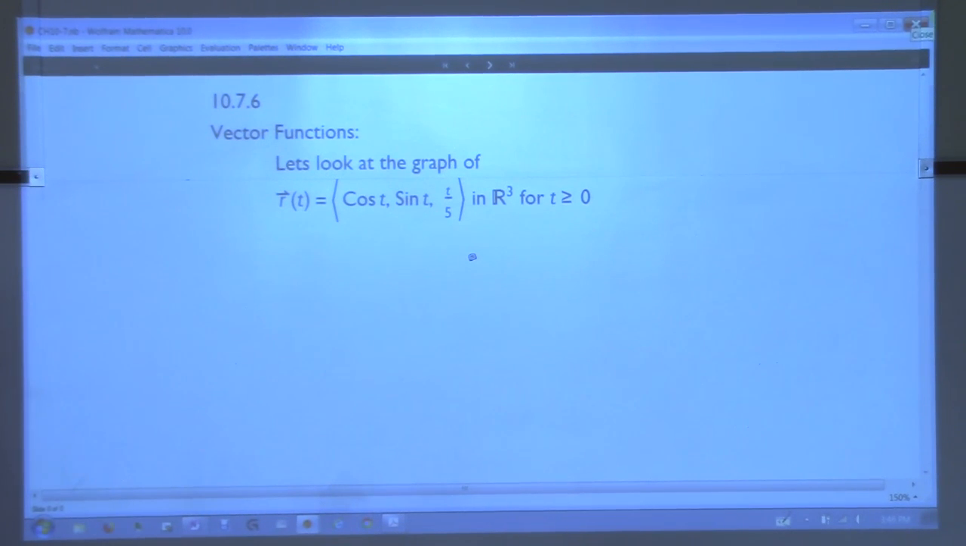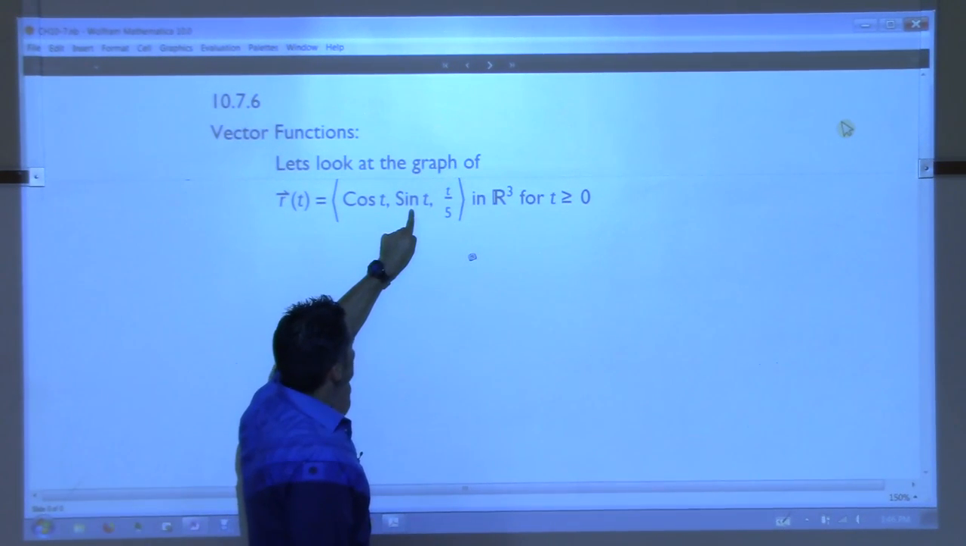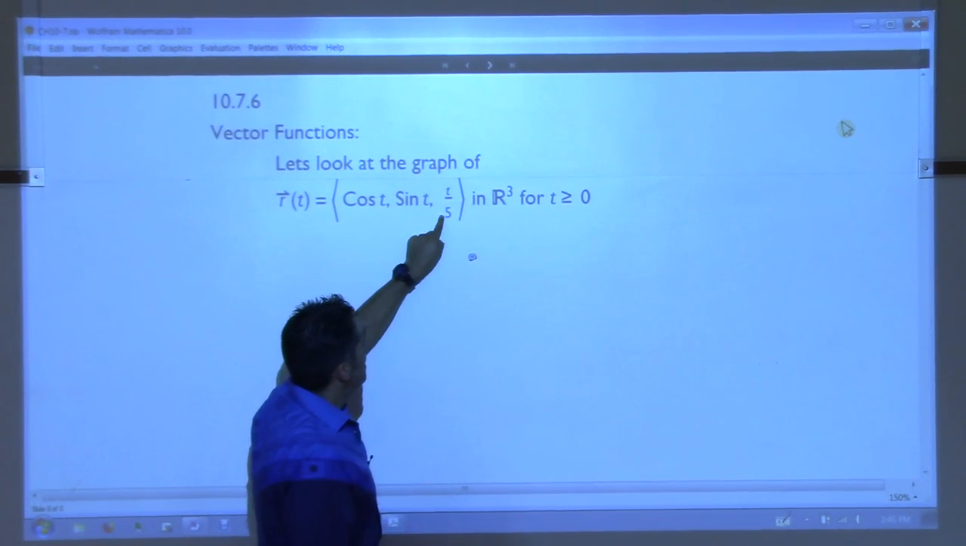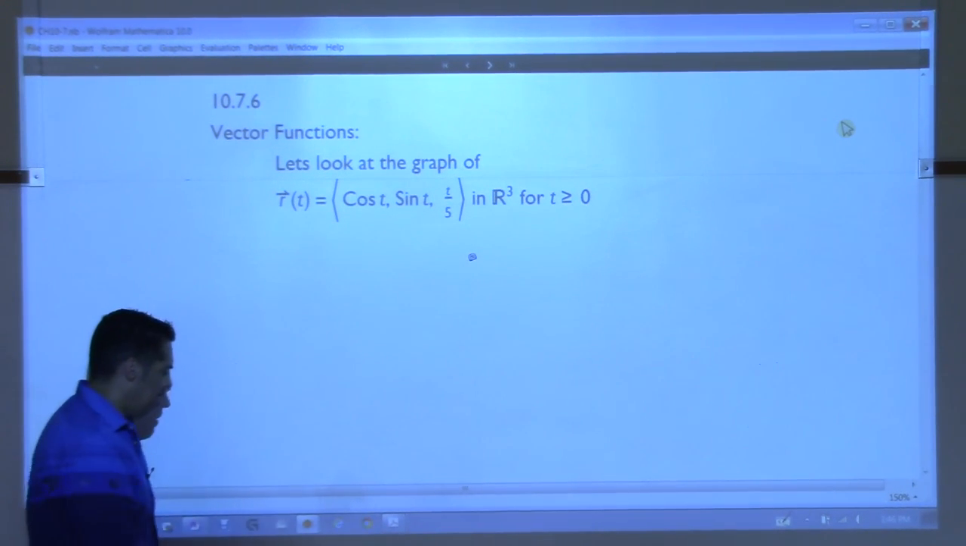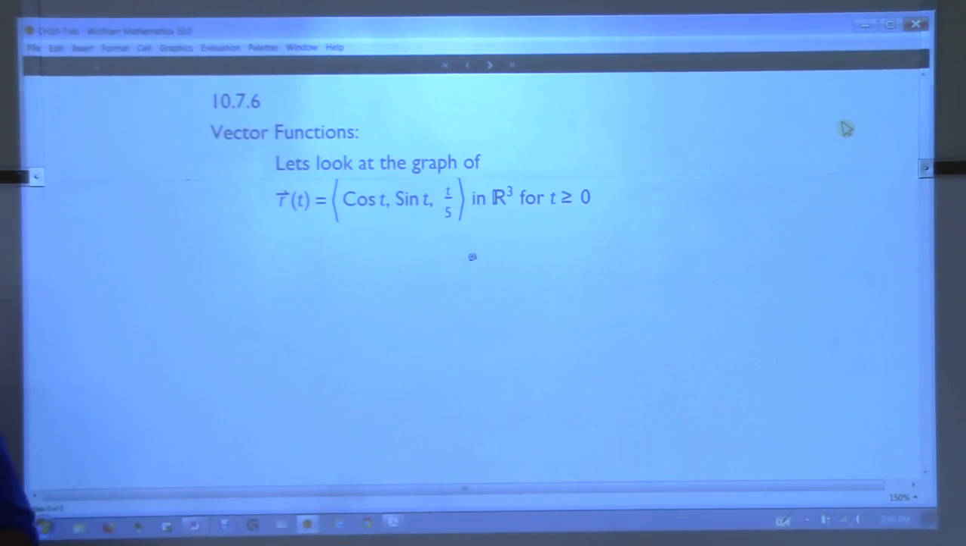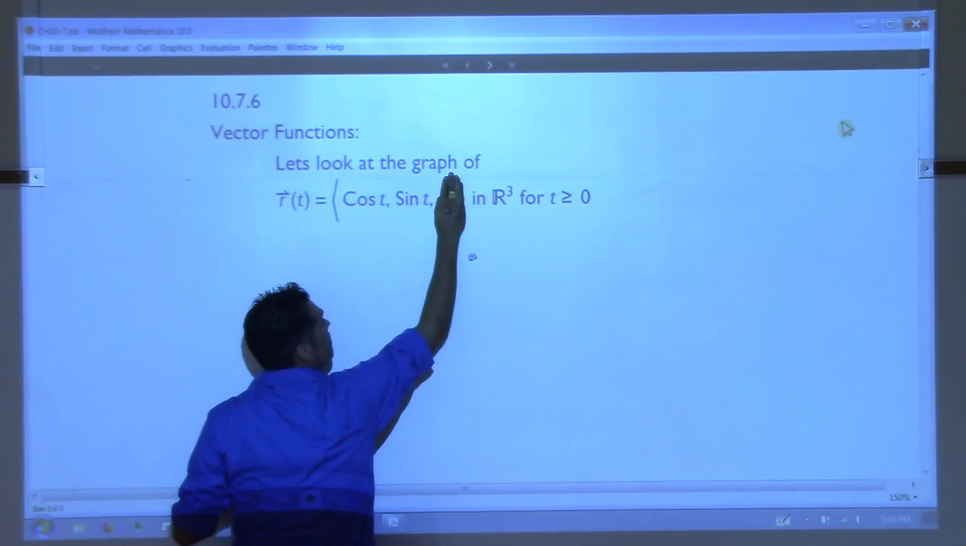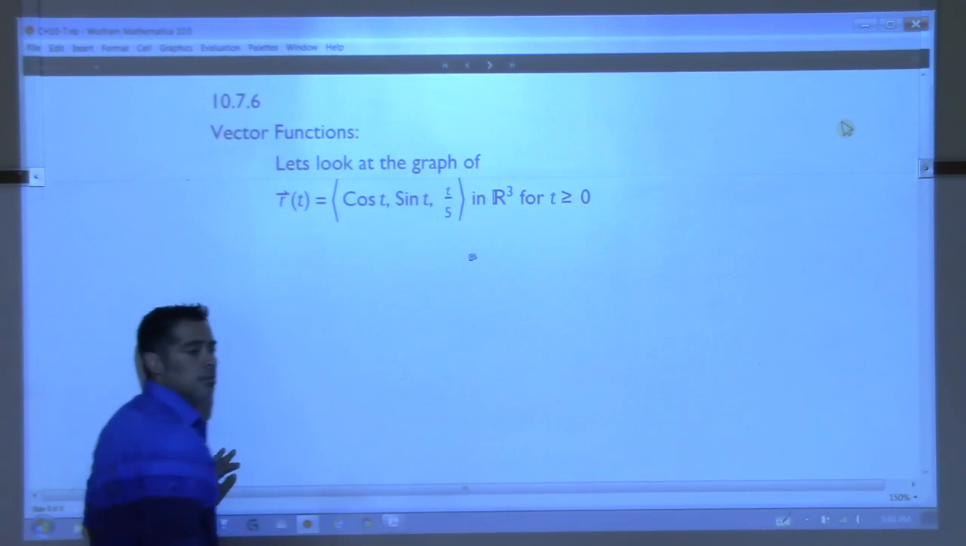Here's a three-dimensional vector-valued function. So look at this one. The first component is cosine t, second component is sine t, third component is t over 5, and we're in three-dimensional space. So let's see how many of us feel comfortable with just these first two components. Do you all know what that would draw just in two-dimensional space? If this wasn't here, if I let t start going from 0 and getting bigger, what would that draw?